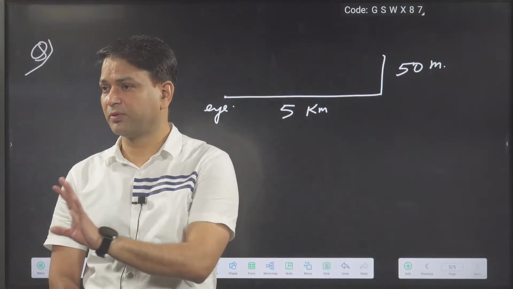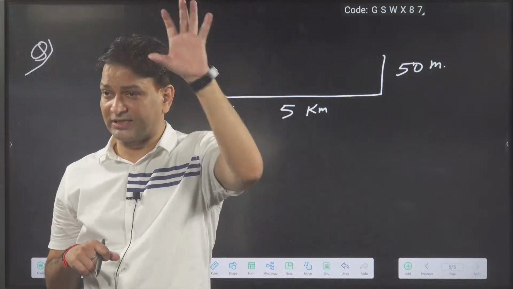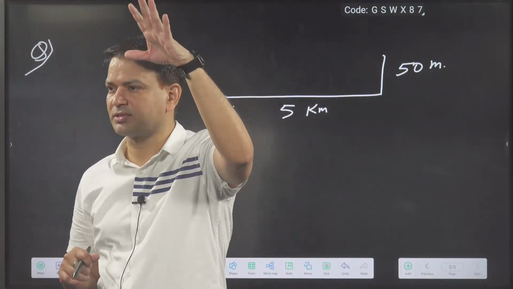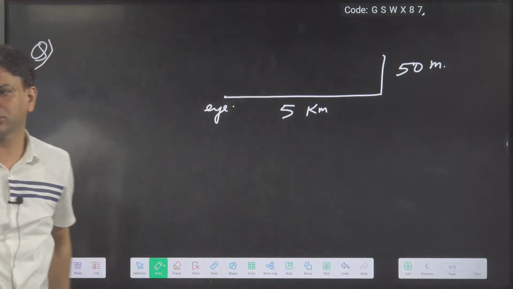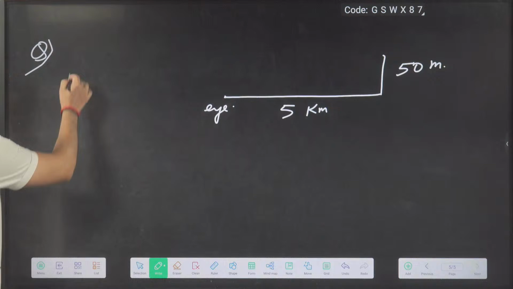Small angle. When we are observing the moon or sun, they appear very small. Actually they are very big, but they appear very small. Why? They are very far from us. Okay, small angle. Suppose I am asking, what is the angle subtended by the building at the eye?